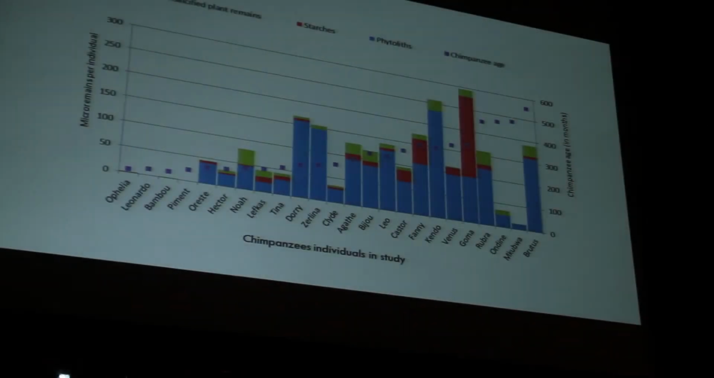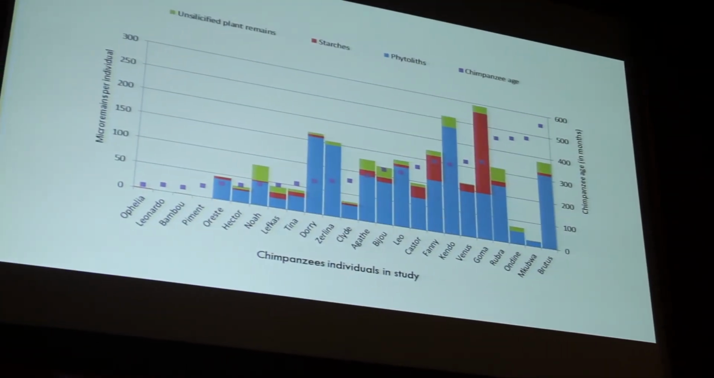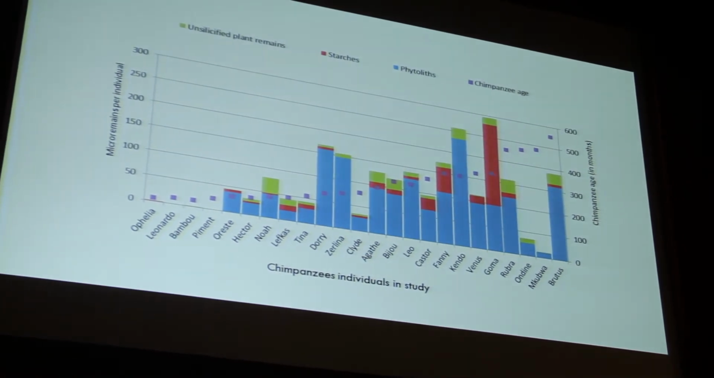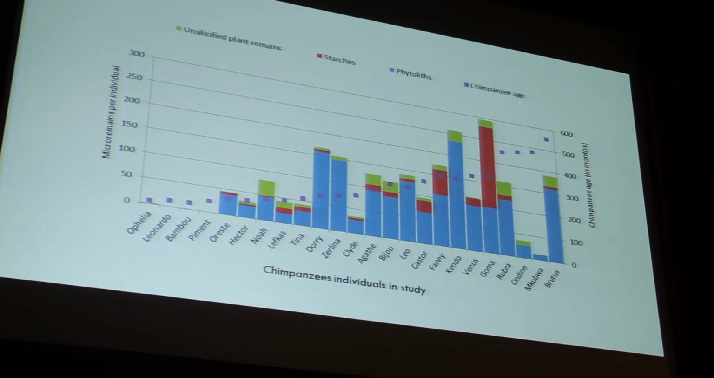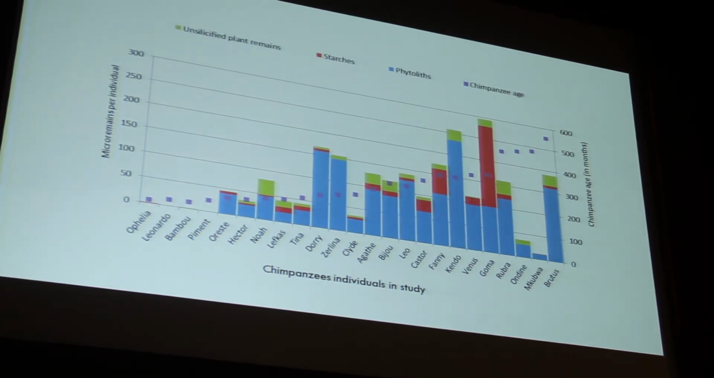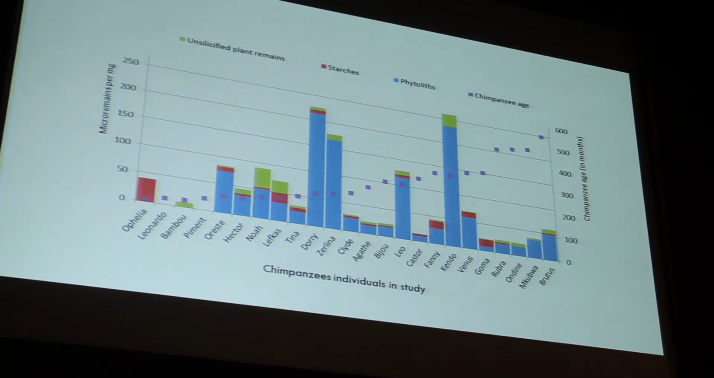So we can get an overview of this data very quickly using bar charts shown here. They're sorted by each class, so starches, phytoliths, and unsilicified plant remains, and of course they're also sorted by age. So this is showing the microremains per individual, as you can see in the axis. But we can also look at it as per milligram of calculus. And this is a much more variable picture than the previous, but both show that we have predominantly phytoliths in these samples, with variable amounts of starches as well, and also other microremains.